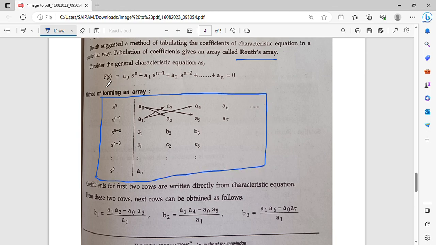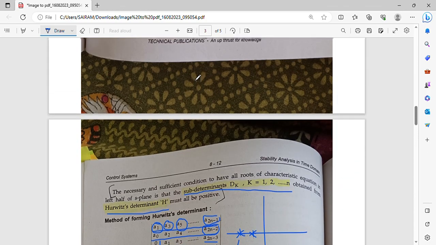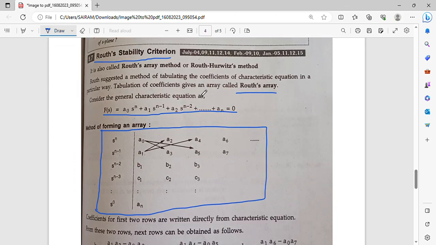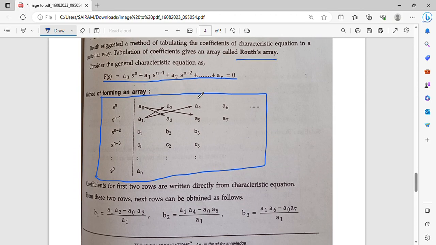So what is f of s? I have discussed that in the beginning. This is what we call f of s. Now coming on to forming an array. What powers do you write? That is s^n, s^(n-1), s^(n-2), and so on till s^0. You write these down.